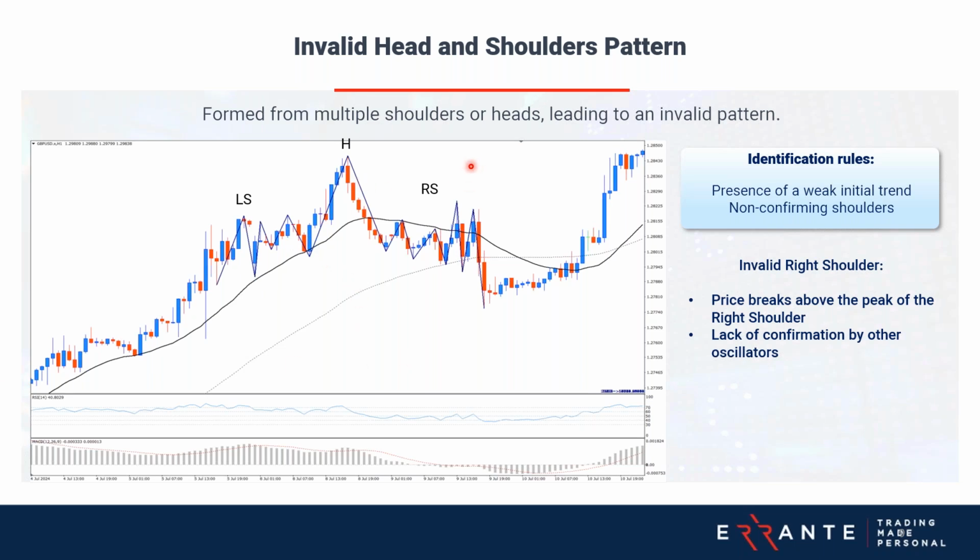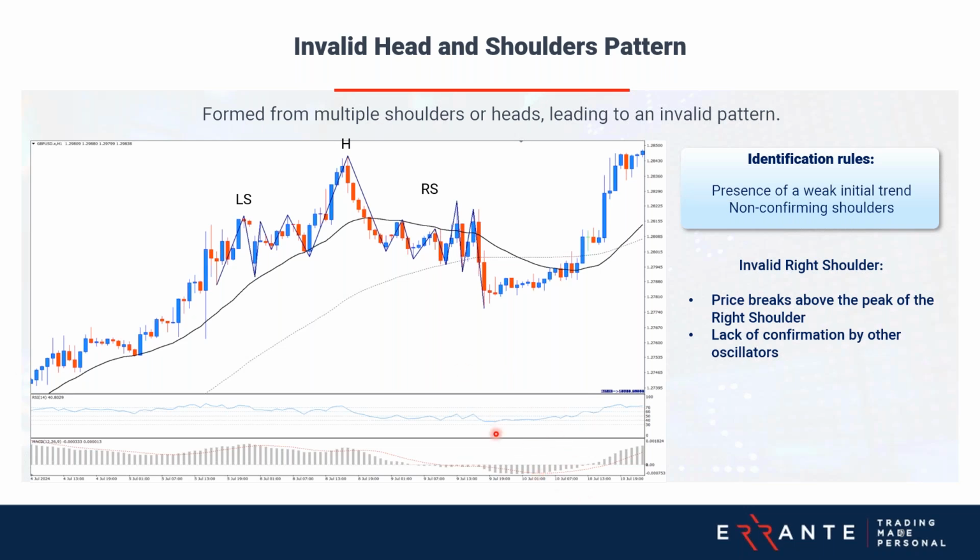And the right shoulder, although more pronounced, also exhibits some issues. The price does not convincingly stabilize at the neckline after the initial breach. Instead, it quickly retraces and moves above the peak of the right shoulder. This is a critical sign that the pattern is invalid, as the price should ideally continue downwards once the neckline is broken, not reverse to the upside. So here we can see the signs, and let's move to the next one.